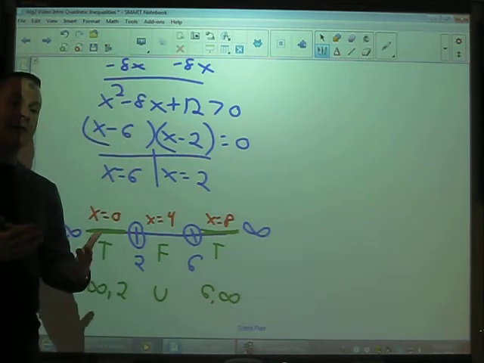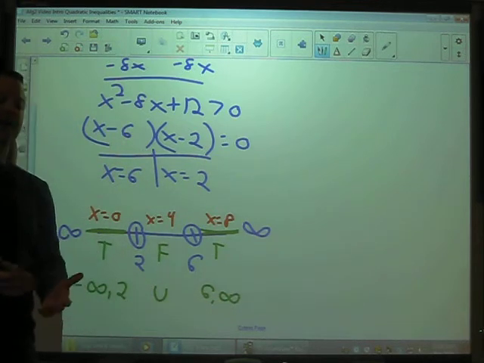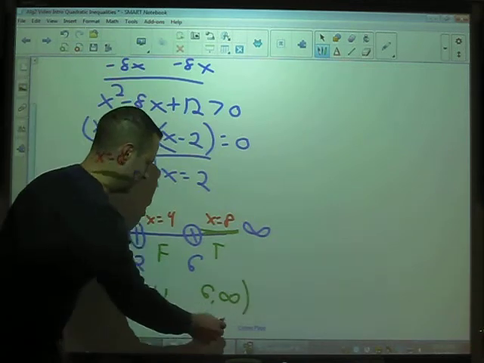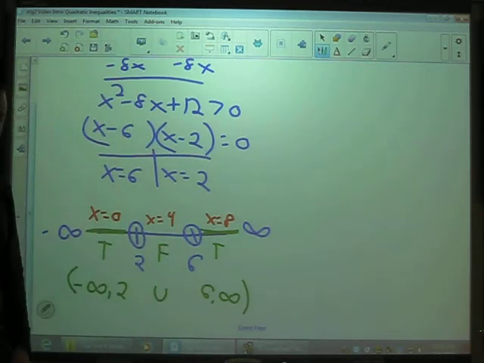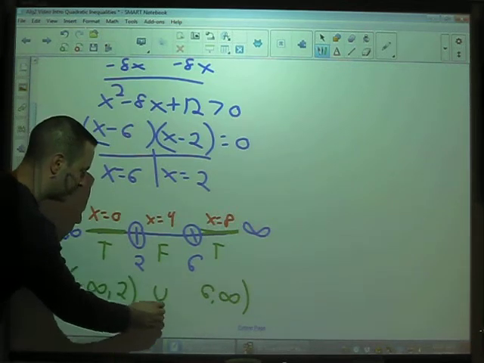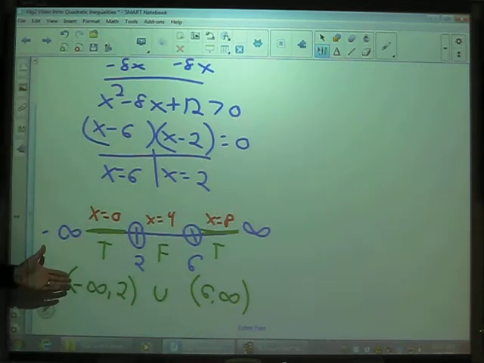We can never ever equal infinity or negative infinity. They always get a parentheses. And since these are both open circles, we're not going to have them equal to, so they will also get parentheses in this example. So that's the solution set written in interval notation.